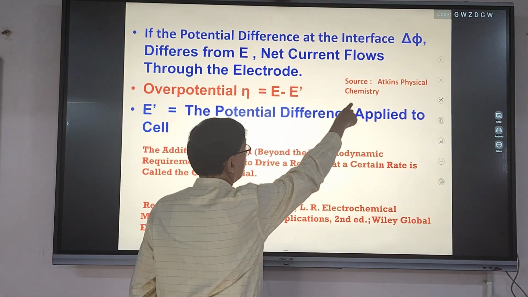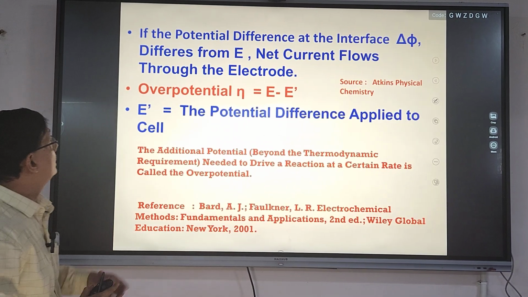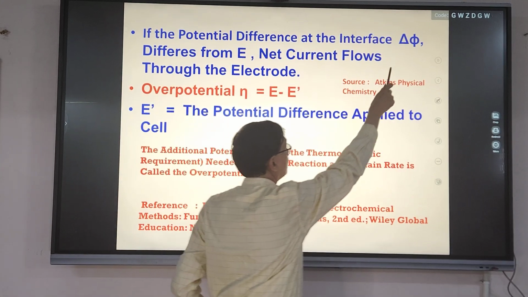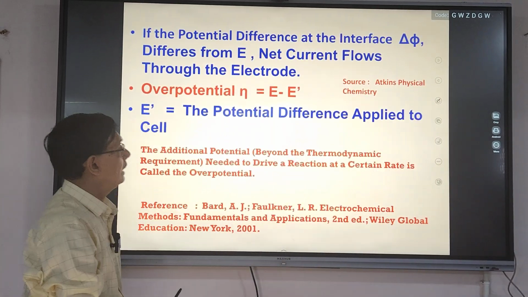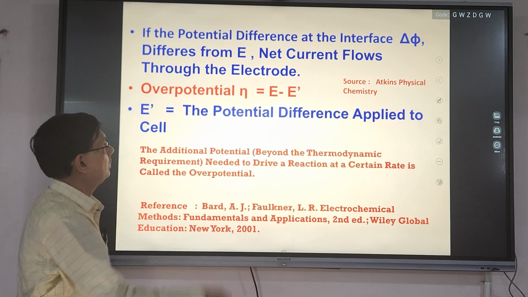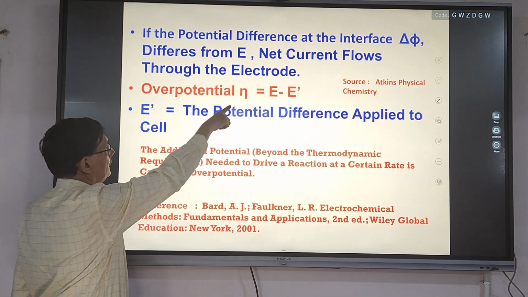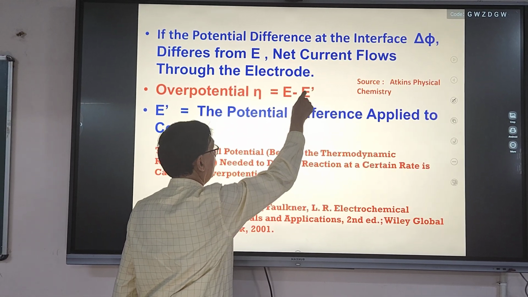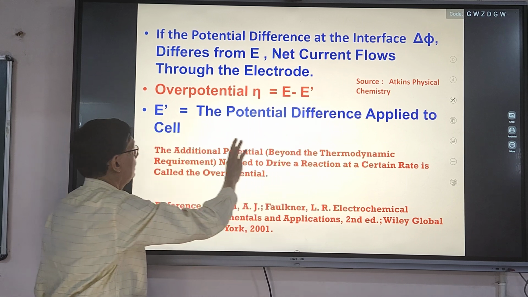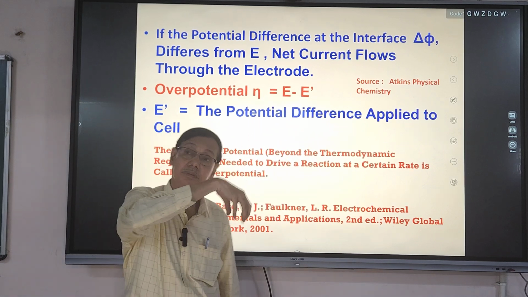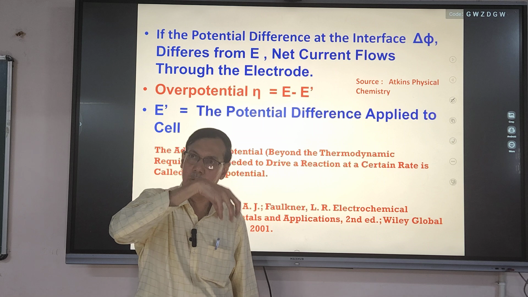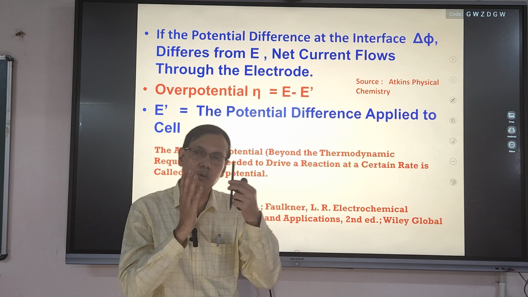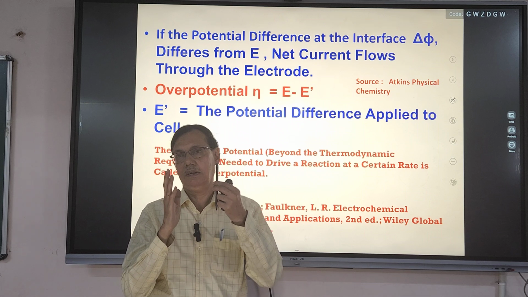So the first definition is from Atkins, very simple. It is the potential difference at the interface, because there is the electrode and electrolyte, a hydrogen electrode and some hydrochloric acid solution. So overpotential eta is equal to E minus E dash. This E is the equilibrium condition, and that E dash is the potential difference applied to the cell. You follow my point? That is actually overpotential.